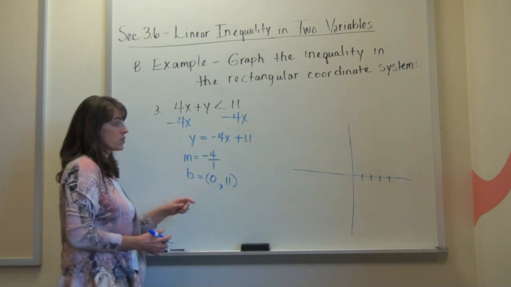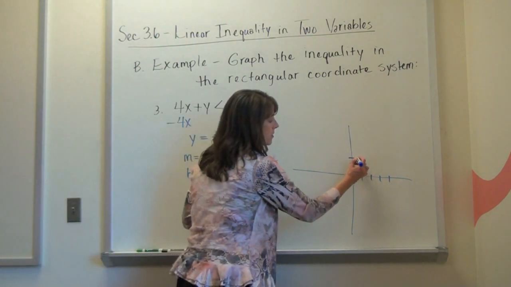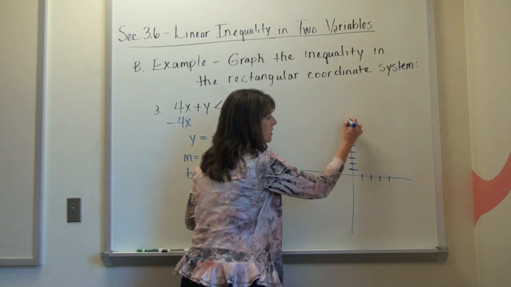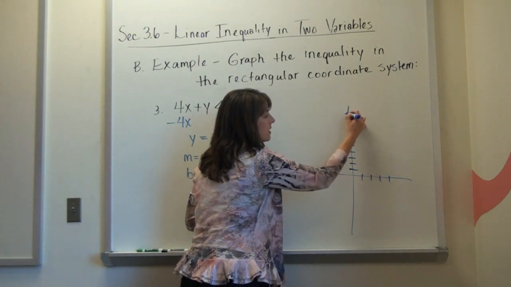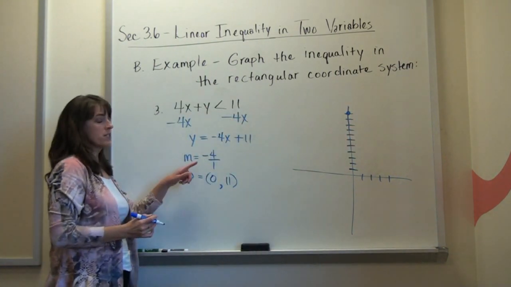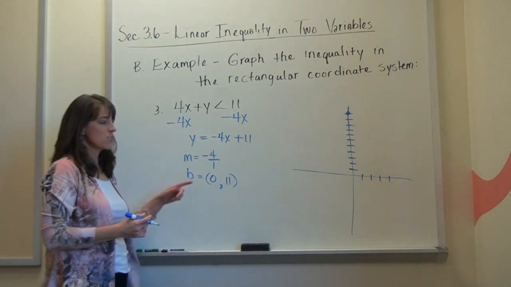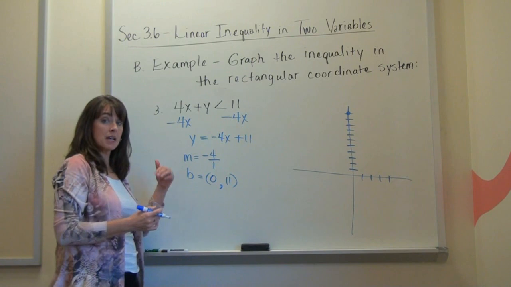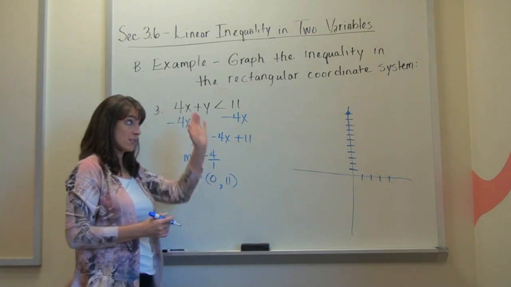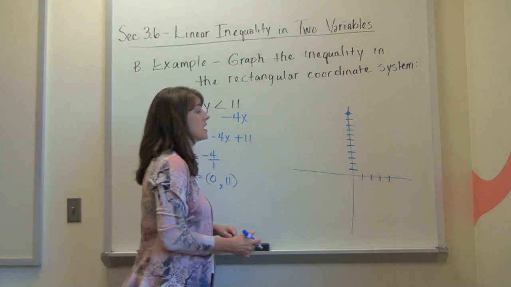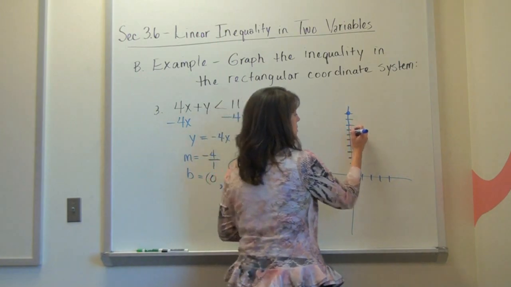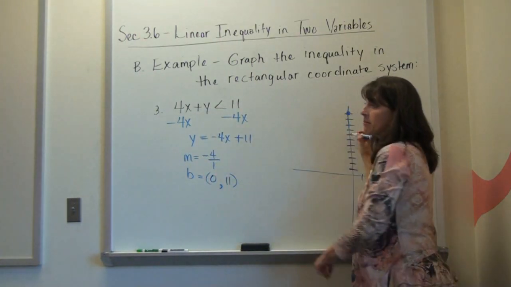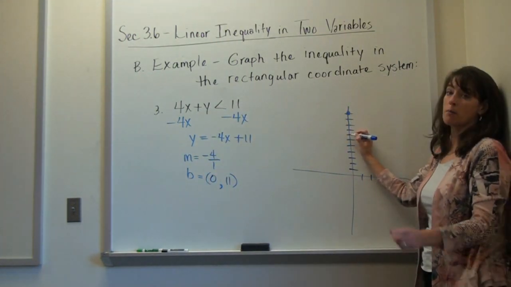So now I know I'm going to start at (0, 11), right here. From there, my slope of negative 4 over 1, most of us toss that negative up to the numerator, so I'll leave it up there. That means I'm going to come down 4. My rise is negative. That's the vertical change. So since it's negative, that means come down 1, 2, 3, 4. My run being positive means that I'm going to move to the right.